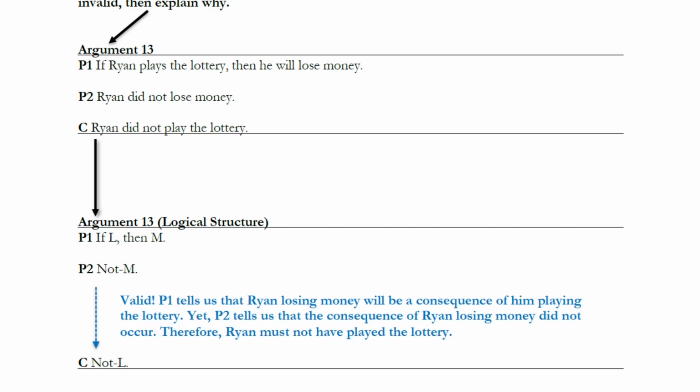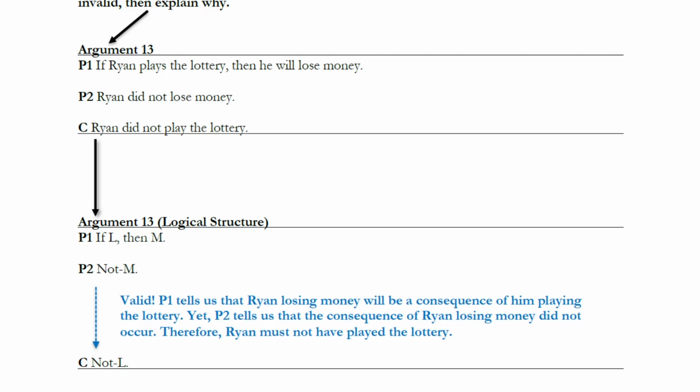Now, what inference is drawn from that statement in this case? Premise 2 establishes that Ryan did not lose money. Now think about what this means. It means that the consequence that it was claimed would follow from Ryan playing the lottery did not occur. We were told that if Ryan played the lottery, he would lose money. And now we're also told that Ryan has not lost any money. What should we conclude from this? We should conclude that in fact Ryan did not play the lottery, which is exactly what is claimed in the conclusion of the argument.